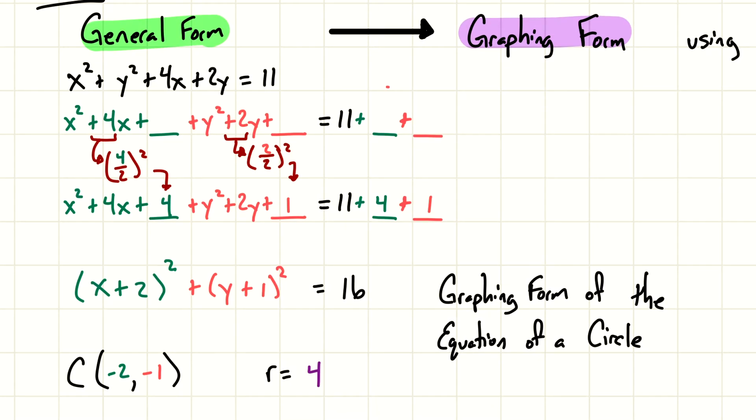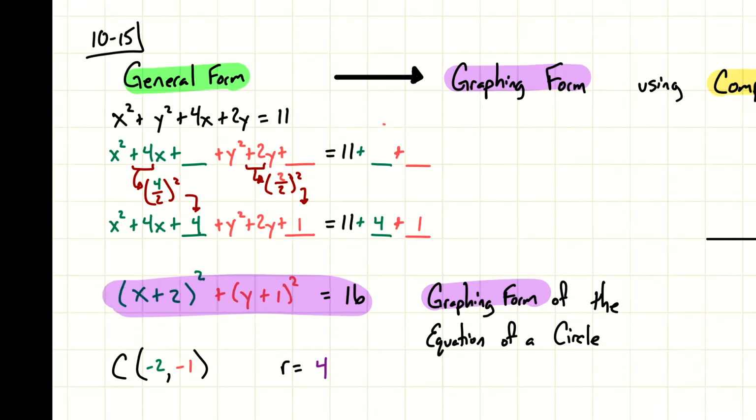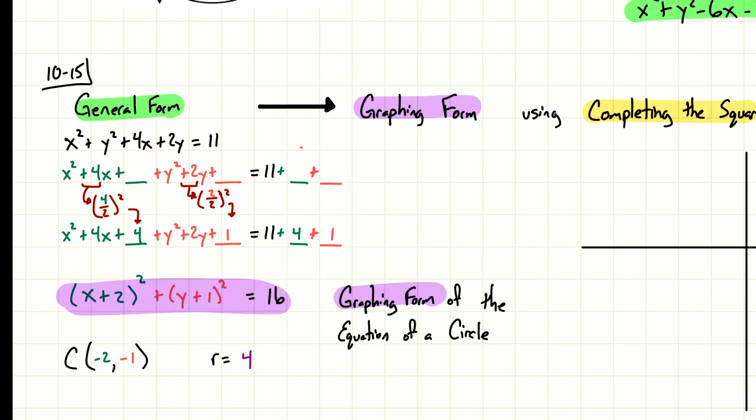The reason why we want this in graphing form, I should change that, graphing form, is so that we could identify the center and the radius easily. So you'll notice it's a plus 2 here, but that means your h is negative 2, and it's a plus 1, which means your k is a negative 1. So be careful there when we write our center.